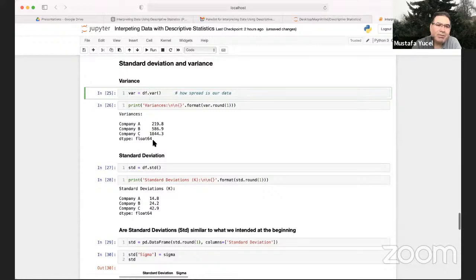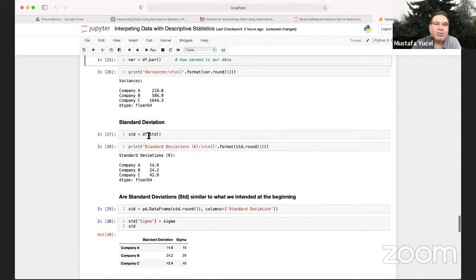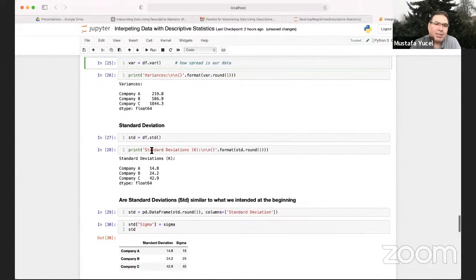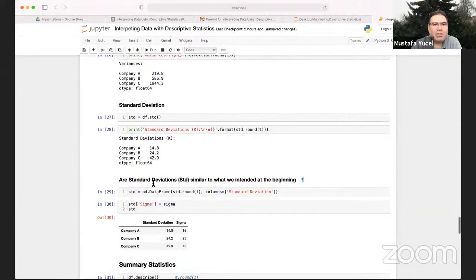So we take the standard deviation of these variances. Standard deviation, in fact, is the square root of these values. When we produce variances, we can take the square root of this, or we can just say standard deviation. Automatically, we can get standard deviation of the data. Here you see, when we compare these numbers, company A 219, let's say, doesn't give you much information. How spread is your data? But when you look at this, this is the standard deviation of company A. You know the average is around 70K, and the standard deviation is around 15K. This gives a much clearer understanding about your data.